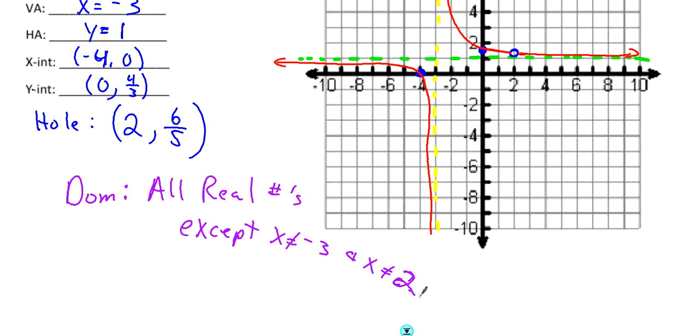And the reason that it can't be -3 is because I have a vertical asymptote there. And the reason it can't be 2 is because I have a hole in the graph there. But all my other x values are absolutely in the domain. Okay? So let's look at another example of a hole.